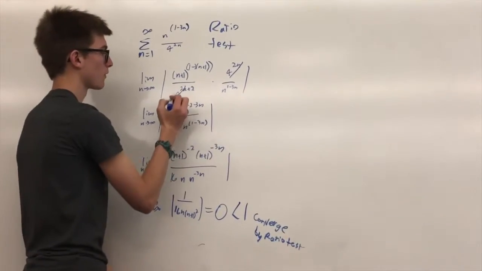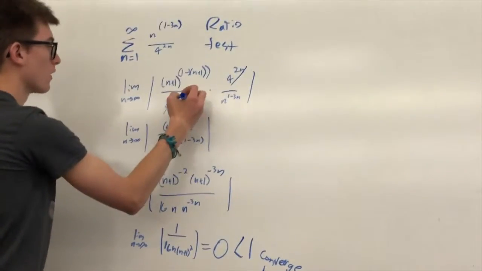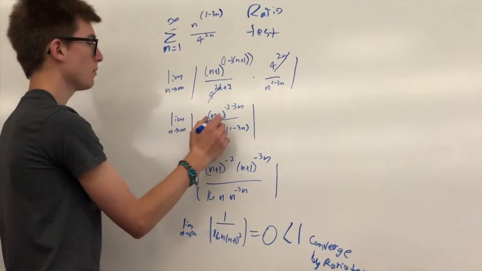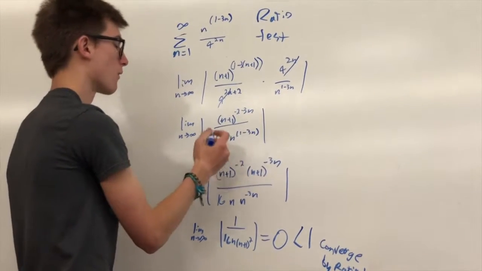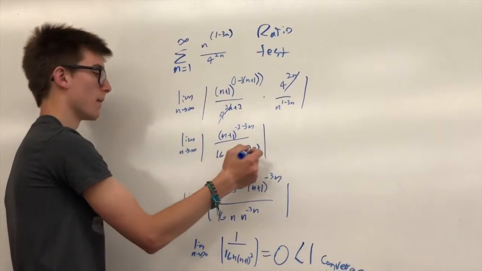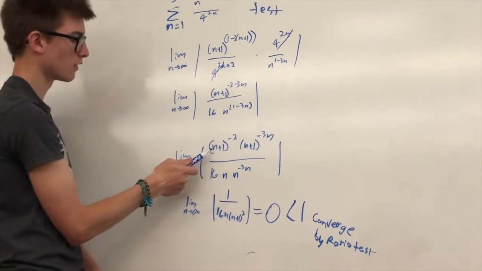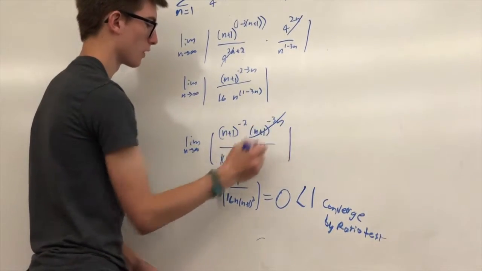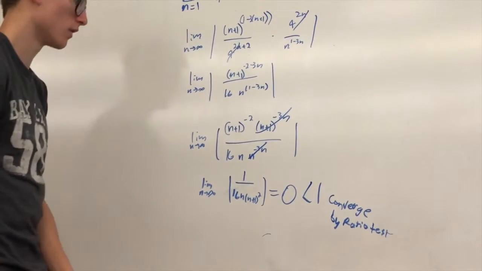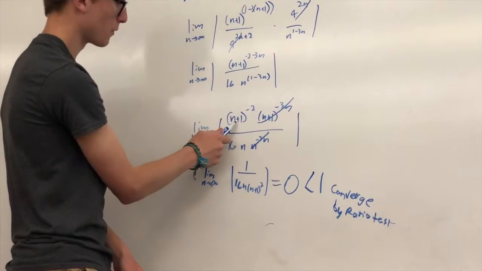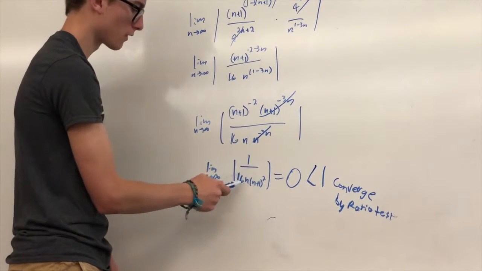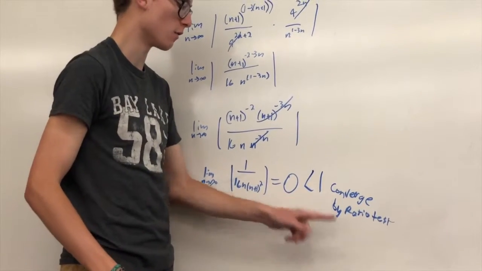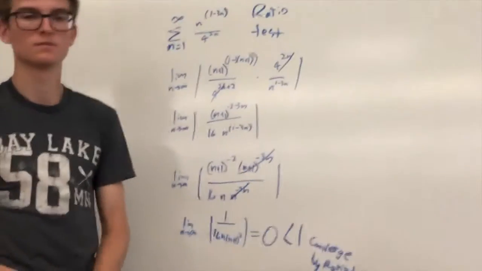And now we can do some canceling. 4 to the 2n can cancel with 4 to the 2n, leaving us with 4 squared, which will turn into 16. So then we have n plus 1 to the negative 2 minus 3n over 16 times n to the 1 minus 3n, which will reduce to this. And basically we can cancel this n to the negative 3n and n plus 1 to the negative 3n because they will go to the same place. And then if we bring this n plus 1 down, it'll be 1 over 16n times n plus 1 squared. And the limit of that will equal 0, which is less than 1, therefore it will converge by the ratio test.